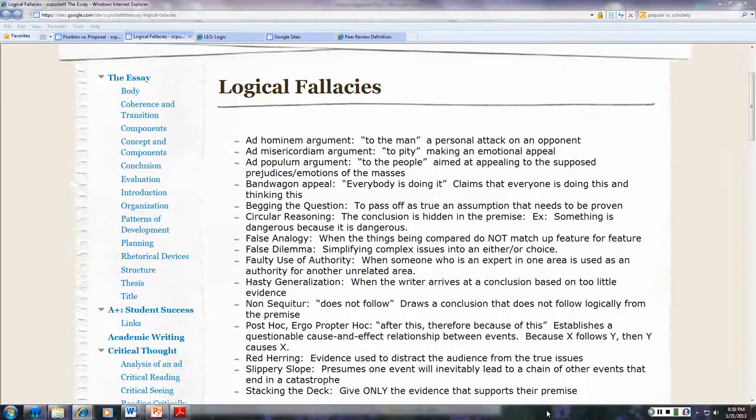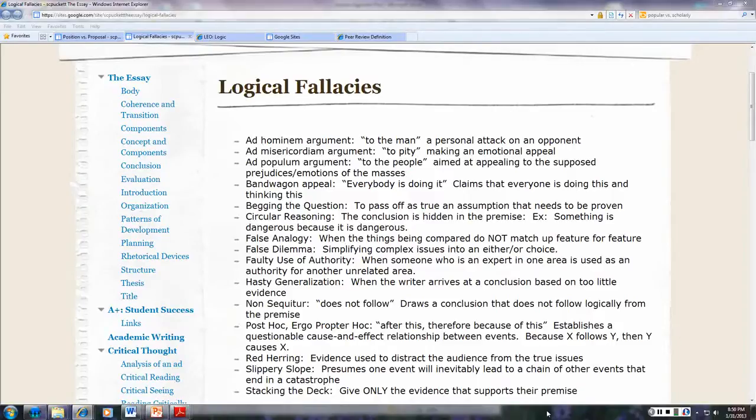The first one, ad hominem, is to the man. It's when we attack the person rather than the idea. The second one is when we make an illegitimate emotional appeal. We'll discuss that a little bit more. Ad populum appeals to prejudices or emotions of the masses. And if you watch the video of Tim James earlier in the semester, he was using an ad populum argument.